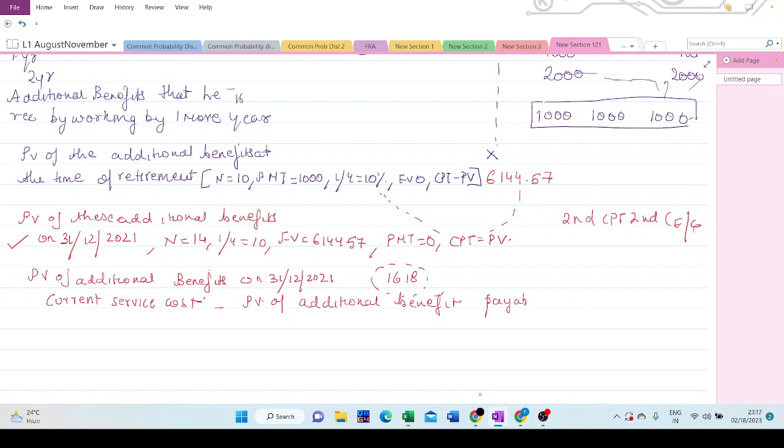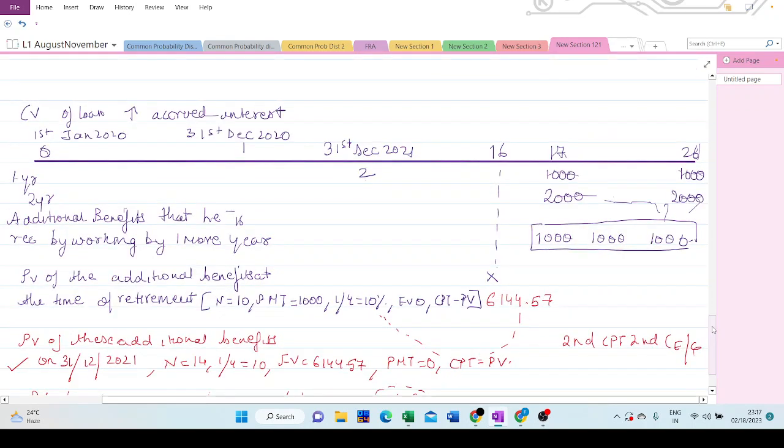Payable to the employee for working for one additional year. So when he had worked for 1 year, he was eligible to receive $1,000 every year after he retires. When he worked for 2 years, he is eligible to receive $2,000. So the additional benefit that he receives by working for one more year is $1,000.